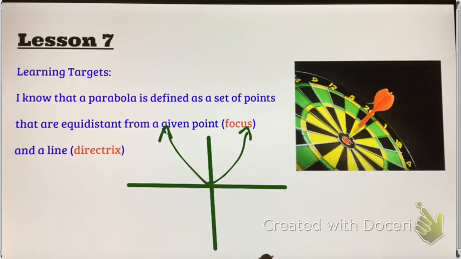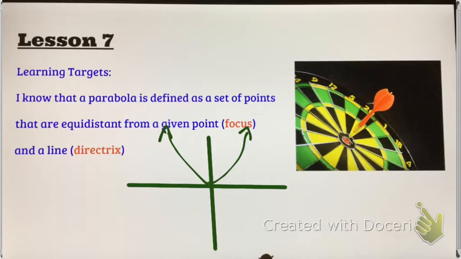It's a set of points that is equidistant. Check it out, equidistant. In other words, it looks a lot like what we've been doing before with the distance formula and circles. But it's from a given point to a line.